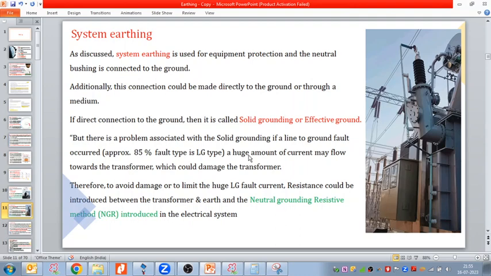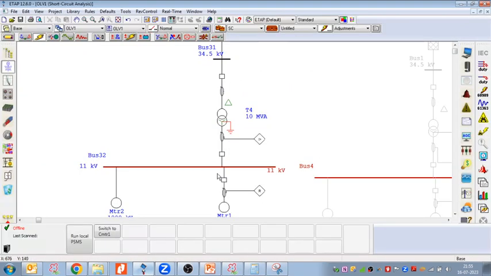Therefore, to avoid damage to the transformer and to limit the huge line to ground fault current, resistance can be introduced between the transformer neutral bushing and the earth, and the neutral grounding resistance method is introduced in the electrical system. We can see this point over here as well.